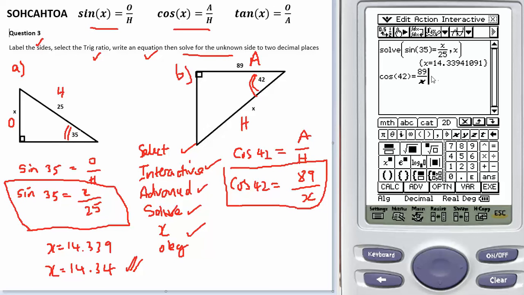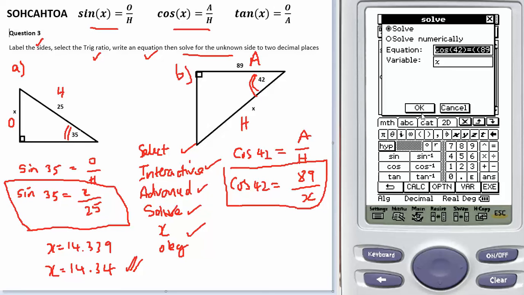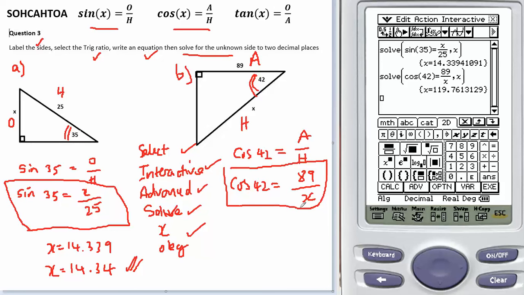Now use my cursor and I select all of that, interactive, advanced, solve, solve for x, OK, and that tells me that x equals 119.7613. In 2 decimal places, this was a 1, that's small, therefore x equals 119.76. That's question 3 done.